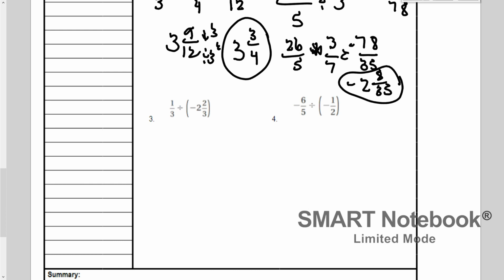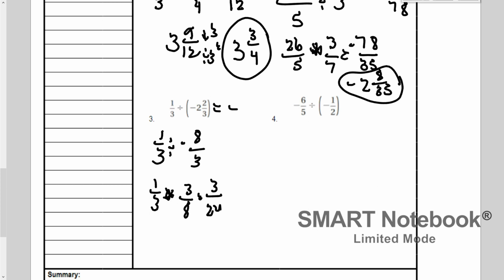Positive divided by negative is a negative. 1/3, there's nothing to make improper there. 3 times 2 is 6, plus 2 is 8. Keep, change, flip. Keep my 1/3, change to multiplication, flip it to 3/8. 1 times 3 is 3. 3 times 8 is 24. This is going to be a negative, because a positive divided by a negative is a negative. Both those numbers can be divided by 3. So this will be a negative 1/8.